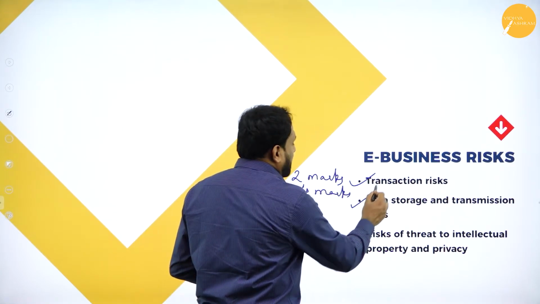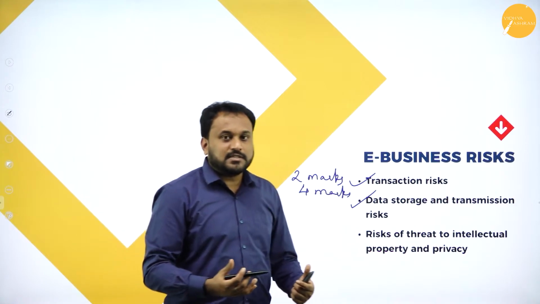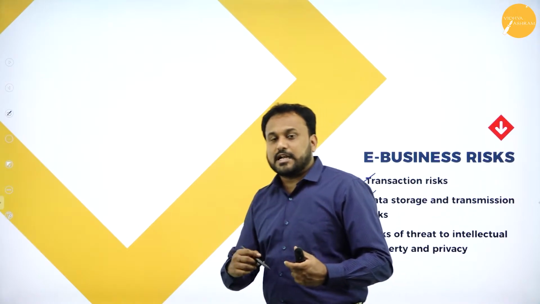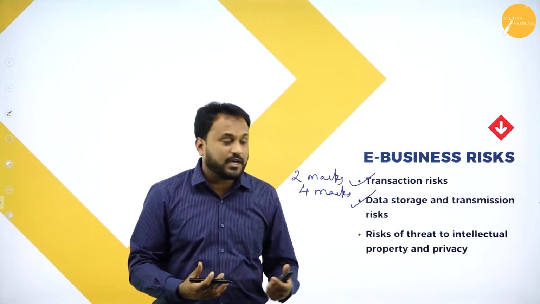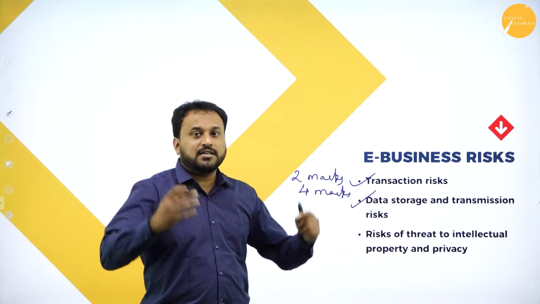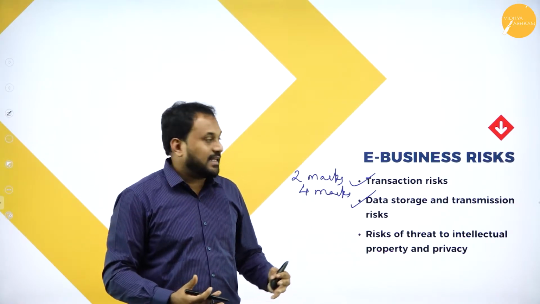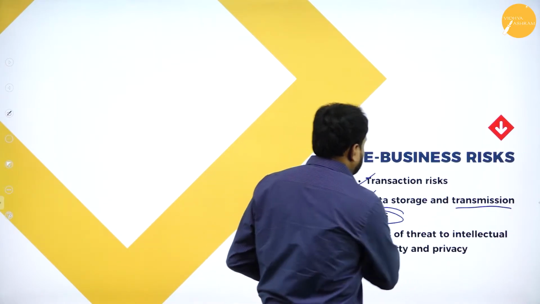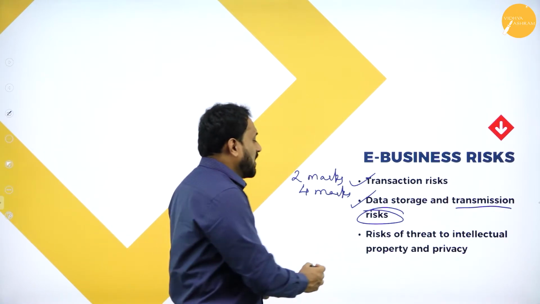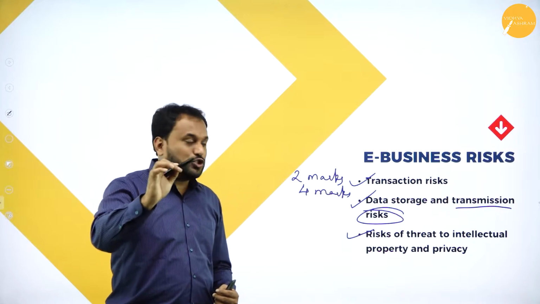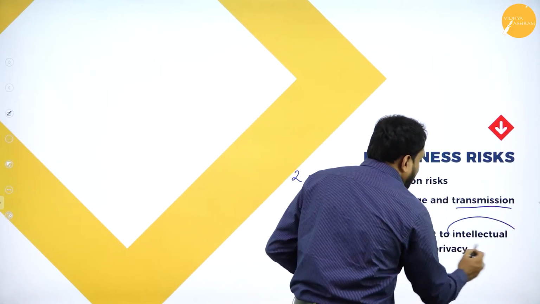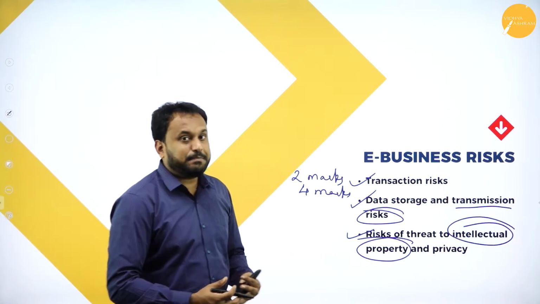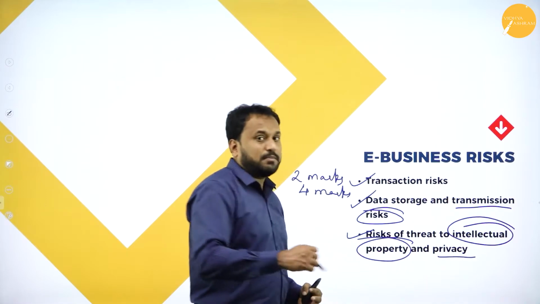Then you have something called data storage. See, in traditional risk, you go with the ledger and write down who has purchased and so on. But data storage in a very huge volume, yes, there is a problem. So we'll check what exactly the data storage and transmission risk is all about. Then we have the risk of threat to intellectual property. It's a new word, intellectual property, and I'll tell you what exactly intellectual property is, and privacy. There is a problem here.